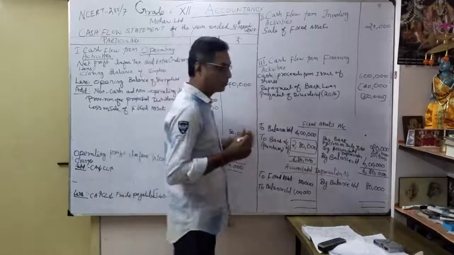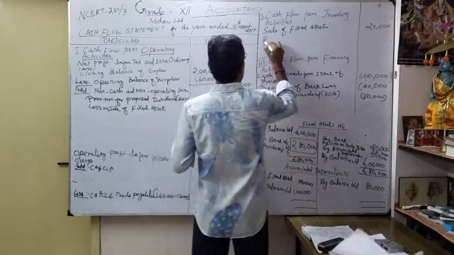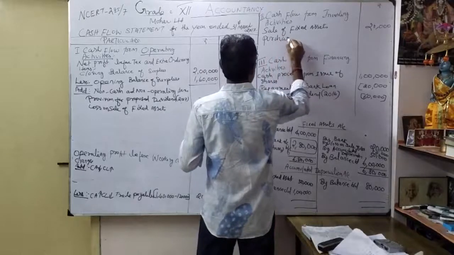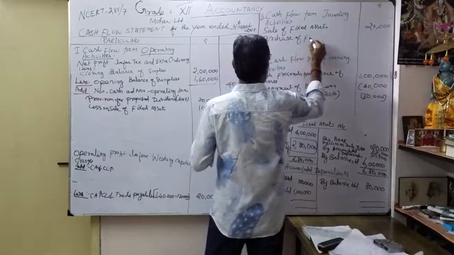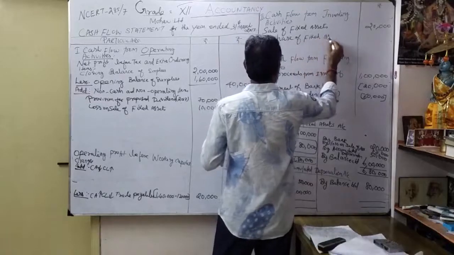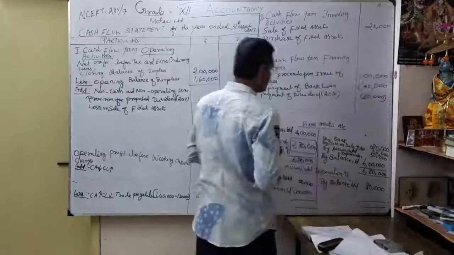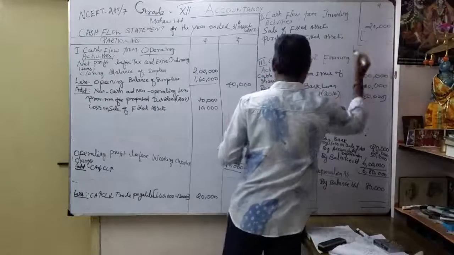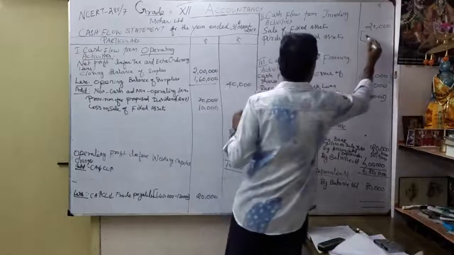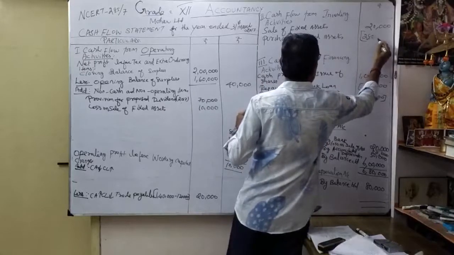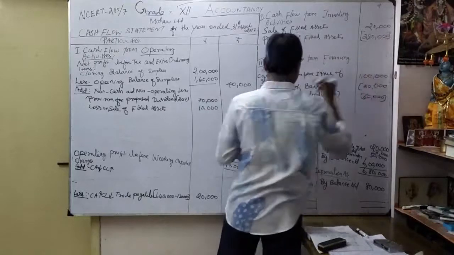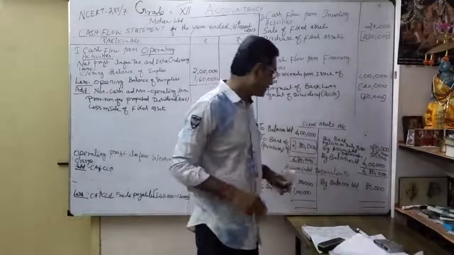And that I am going to show again here. So purchase of fixed assets, within the bracket. So money gone out. Correct. How much? 2,80,000 within the bracket. 2,80,000. You understood now? For this discussion.